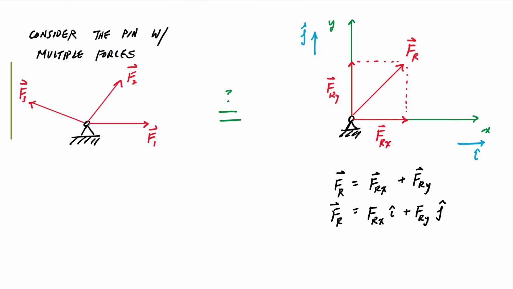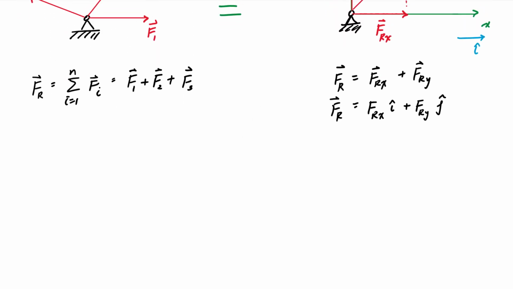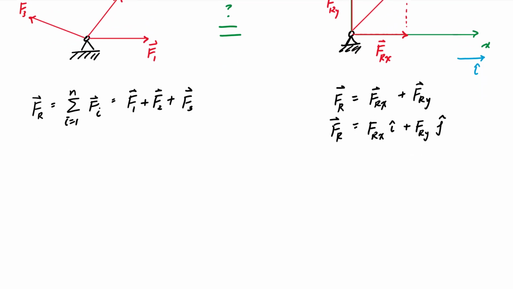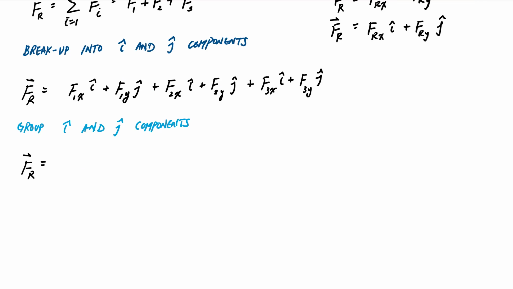So the question is, can I relate all these multiple forces with the resultant force vector in the Cartesian vector form? By definition, the resultant force is a summation of all the forces in my system. Here it'd be like F1 plus F2 plus F3. Then I could break up each force into its horizontal and vertical, or i hat and j hat components. Then I group the i hat and j hat components together, so everything that's an i hat I'm going to add together, and everything that's a j hat I'm going to group together.